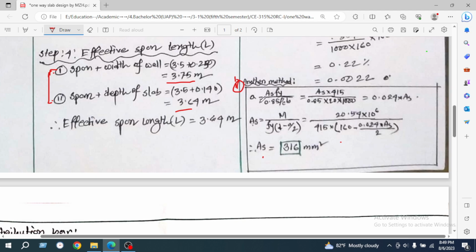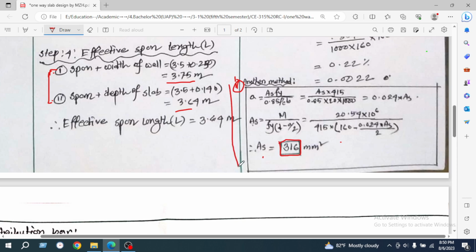So another method we commonly use is compression block a equal to As Fy divided by 0.85 f'c b. Putting in the values, 415 divided by 0.85 into 20 into 1000, we get 0.024 As. Then putting this value into the formula As equal to M divided by Fy into (d minus a by 2), equal to 20.54 into 10 to the power minus 6 divided by 415 into (160 minus 0.024 As divided by 2), we get the steel area As as 316 millimeter square.